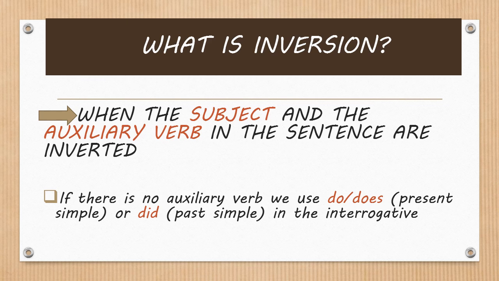What is inversion? Inversion is when the subject and the auxiliary verb in the sentence are inverted. That means that we don't have the traditional positions of the subject and the verb in an affirmative sentence. Instead, the auxiliary verb comes before the subject. If there is no auxiliary verb, then we use do or does for present simple or did, past simple in the interrogative.